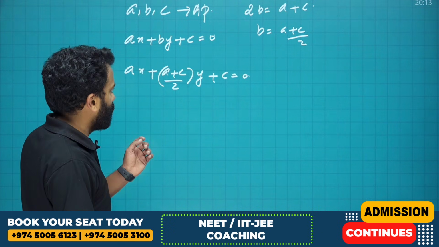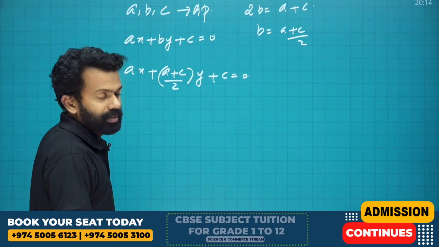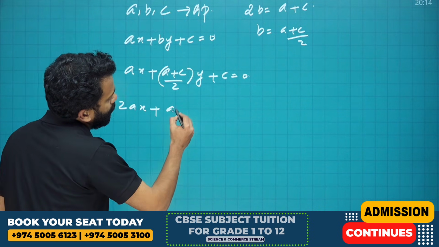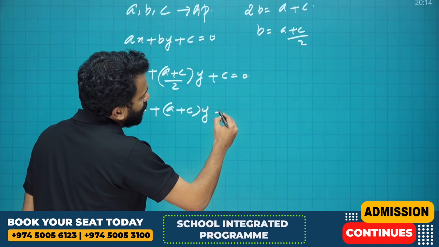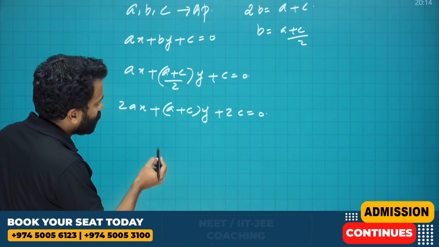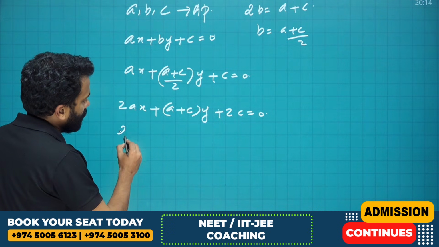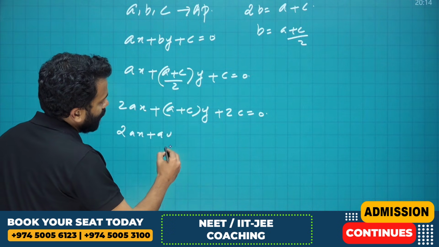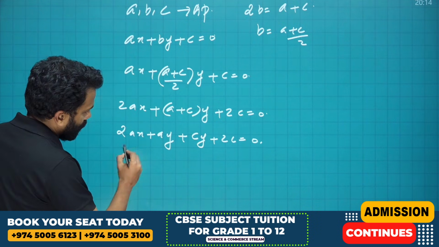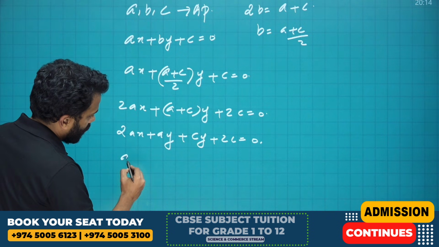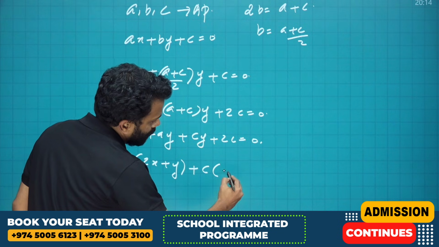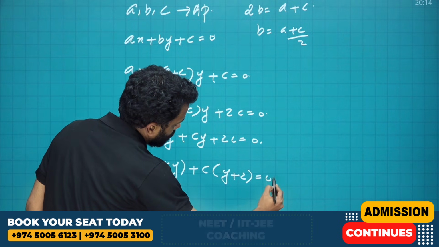Okay. See, just arrange this equation in terms of A and C. That is 2Ax plus (A plus C) into y plus 2z is equal to 0. Just assemble the terms of A and C separately. That is 2Ax plus Ay plus Cy plus 2z is equal to 0. And if you take A outside, it will be A into (2x plus y) plus C into (y plus 2), which is equal to 0.